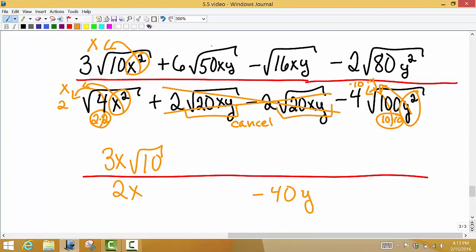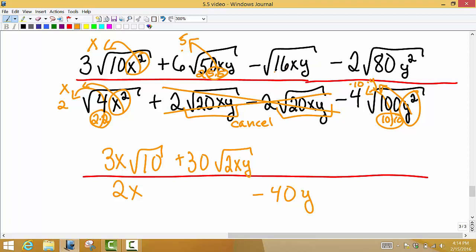50, we know that that is 2 times 5 times 5. So we have a group of 5s. I'm going to bring that out. It gets multiplied times what's already out. So that gives us 30. And on the inside, we have left over a 2 and an x and a y.